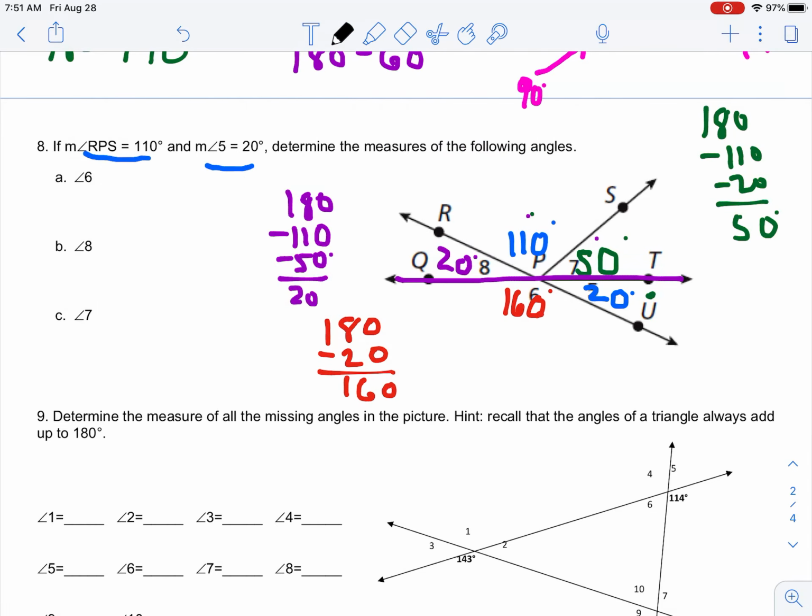All right, the first one says, what was angle 6? So if I look at my picture, we have 160 at angle 6. We got it.